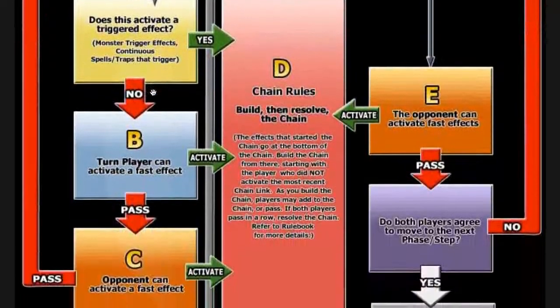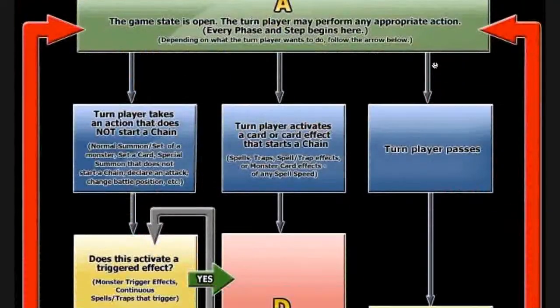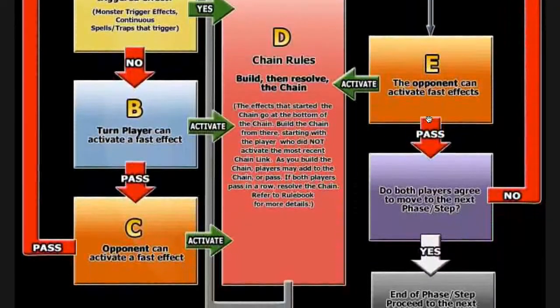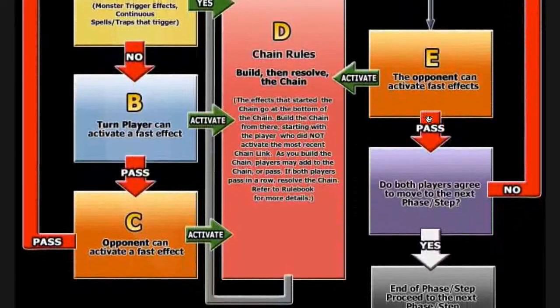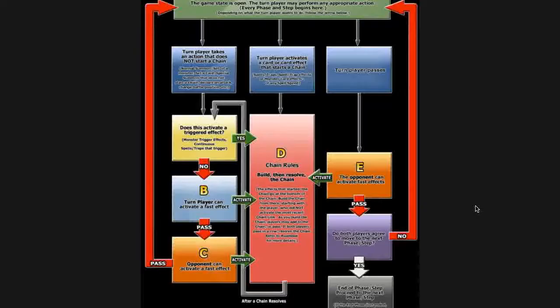Does this activate a triggered effect? No. The turn player can activate another fast effect. The opponent can activate another fast effect. Let's say they both pass. Okay, so next we want to find out if we are okay to go into the damage step. So to move into the damage step, the turn player must pass, the opponent must pass. Both players then have to agree to pass into the damage step. We then move into the damage step and apply this logic to everything else for the rest of the whole turn. So yeah, here's the chart.